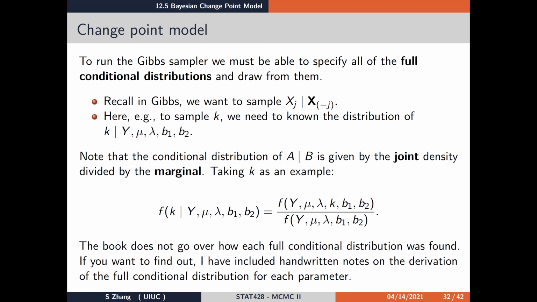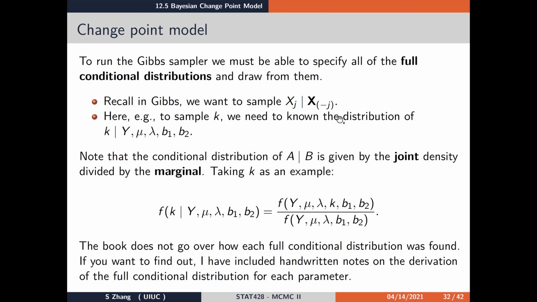To run the Gibbs sampler for parameter estimation, in other words, to draw samples from the posterior distribution of the parameters given the observed data, we must be able to specify all of the full conditional distributions and draw from them. This is the first time we might have mentioned the word full conditional distribution. This is essentially the conditional distribution of xj given all of the other parameters. So it's just a simplified name for the conditional distribution of xj, the jth parameter, given everything else.